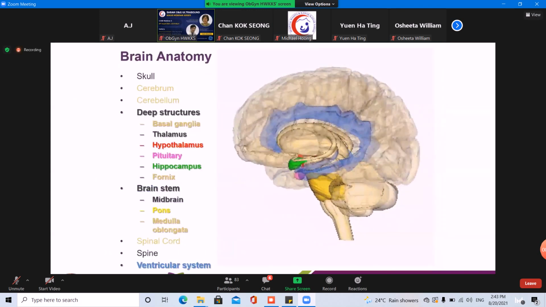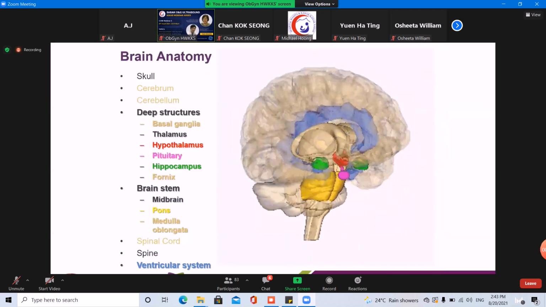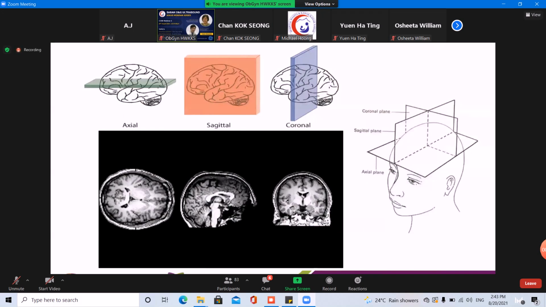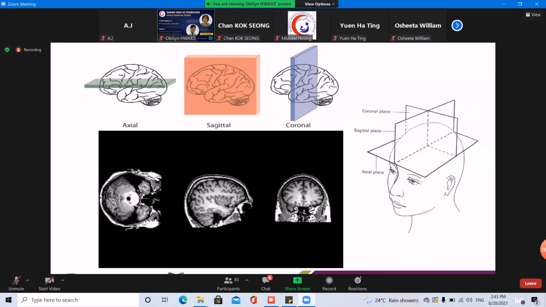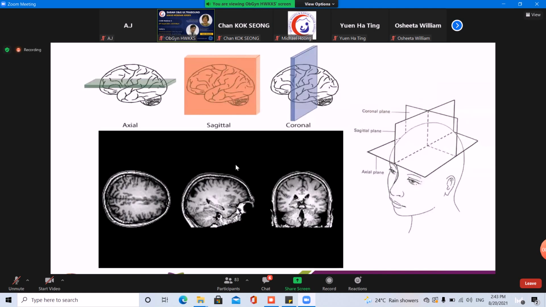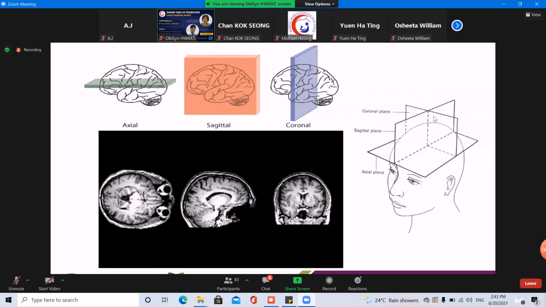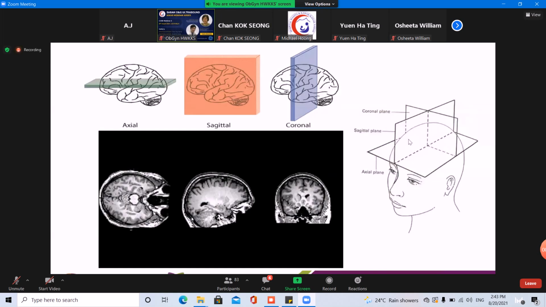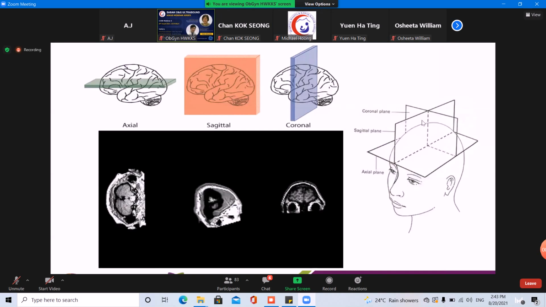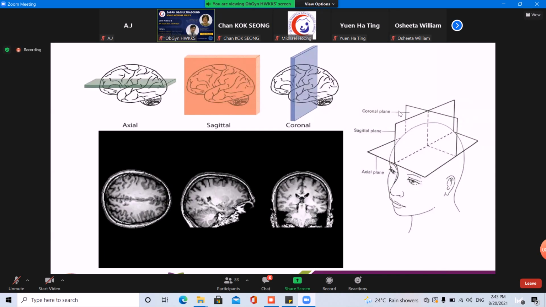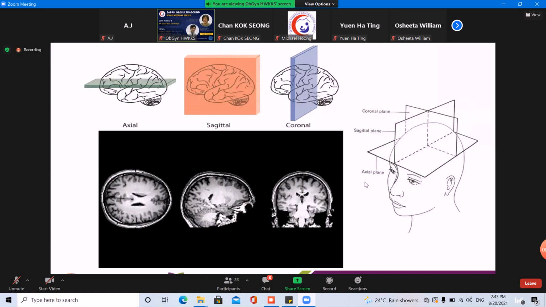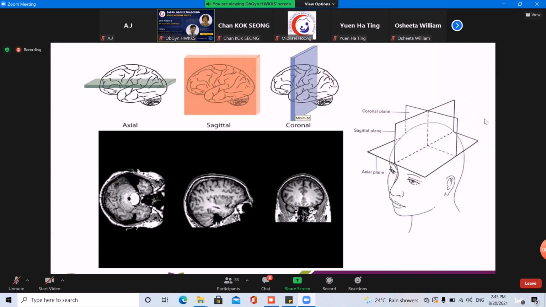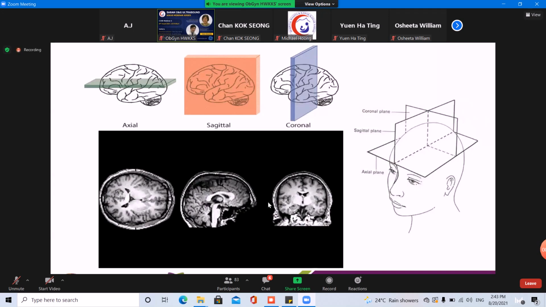So this is the brain anatomy, and you can see that it is very complex. So how do we examine the brain? We examine the brain by taking planes. It refers to the three orthogonal planes, which are the axial plane, which is essentially the transverse plane, the sagittal plane, which is a vertical plane cut in the midline, and the coronal plane, which is also a vertical plane but cut anterior-posteriorly. So these are the pictures. These are MRI pictures, but ultrasound pictures are more or less the same.